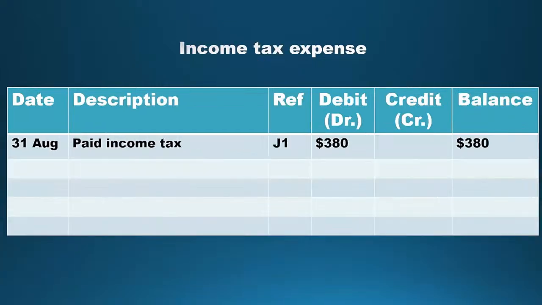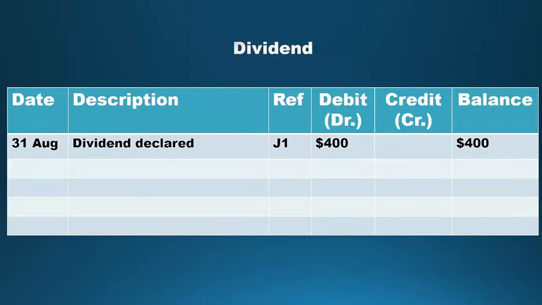Posting to the ledgers. Income tax expense ledger. 1. Date. Write the date, August 31. 2. Narrative. Add the narrative. Paid income taxes for the month. 3. Reference. Include the journal reference J1. 4. Amount. Enter $380 in the debit column. We debit income tax expense because it's a cost incurred and expenses increase on the debit side.